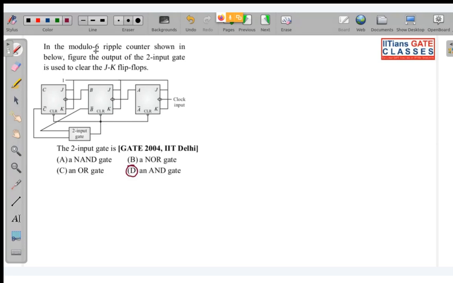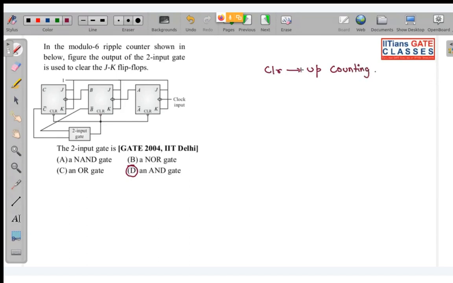It is given in the question, in the modulo 6 ripple counter shown in the below figure, the output of the 2-input gate is used to clear the JK flip-flop. If you look over here, you don't even need to determine whether this is an up counter or down counter, because you can see there is a clear input present. So clear input means up counting. Why up counting?